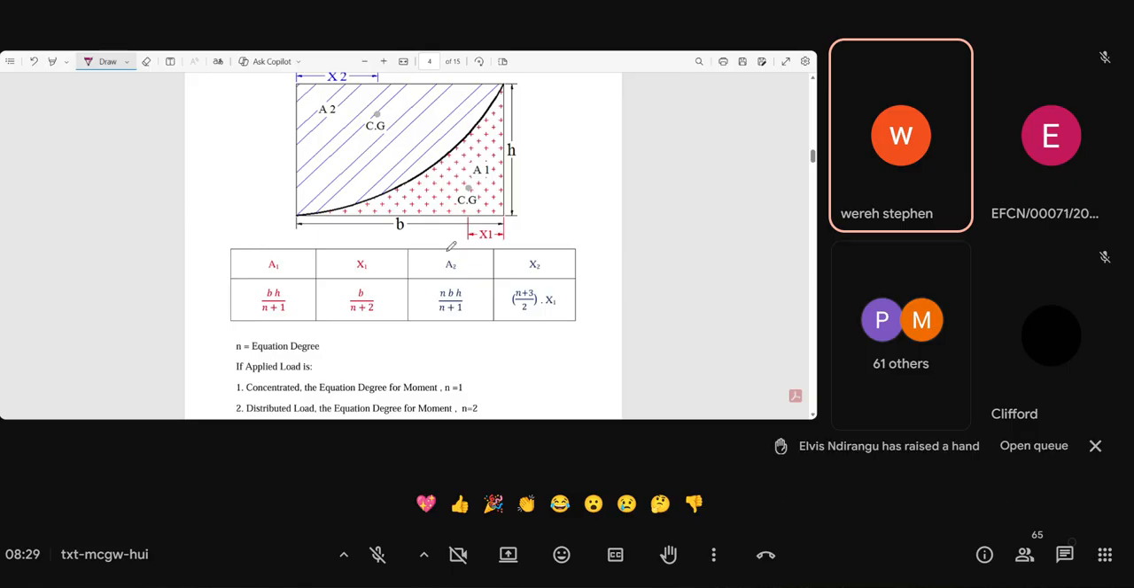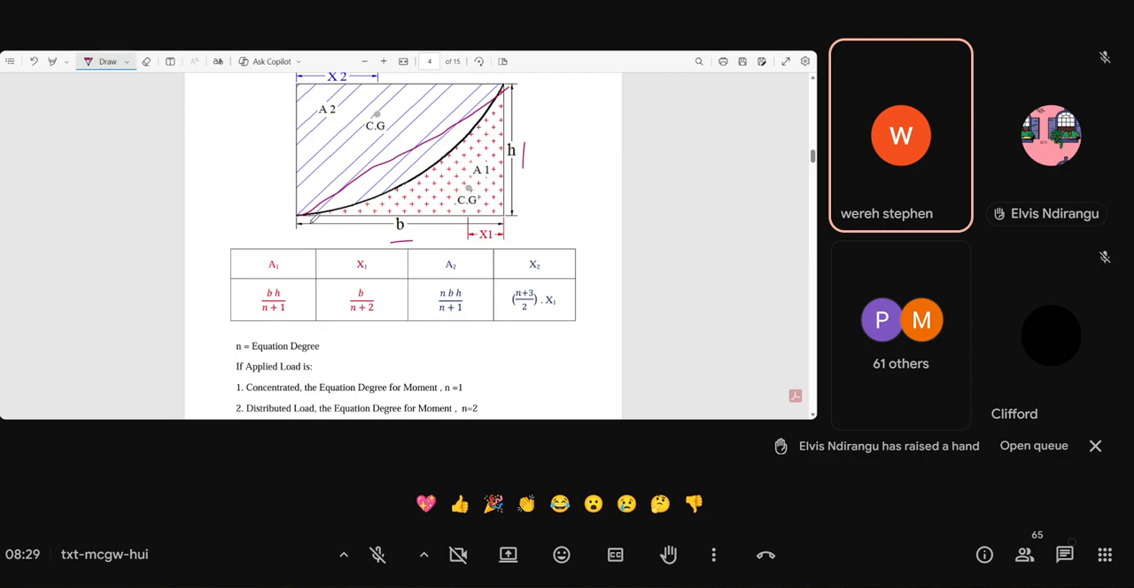So you can look here. If area 1, n is the equation degree. So for example, if n is equal to 1, it is now a triangular shape, okay? If n is equal to 1, this one is a triangular. So the area is just a half times base times height, okay? The center of gravity, the middle, you see where it applies.